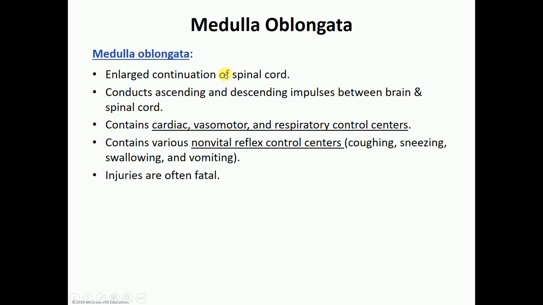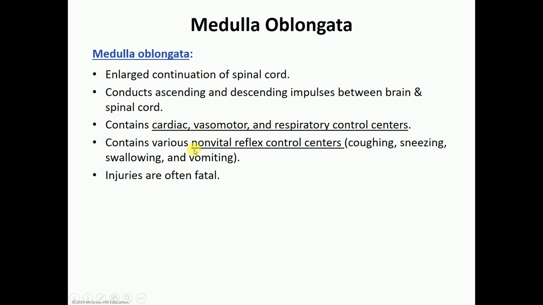The medulla oblongata, as it elongates downwards, becomes the spinal cord. It has tons of impulses going up and down to and from the brain, and it has centers that are vital for life. There are the cardiac centers, which are for heart rate, vasomotor centers, which are for your blood vessels, and the respiratory control centers. Those are vital centers, and that's why injuries to the medulla are considered fatal injuries.